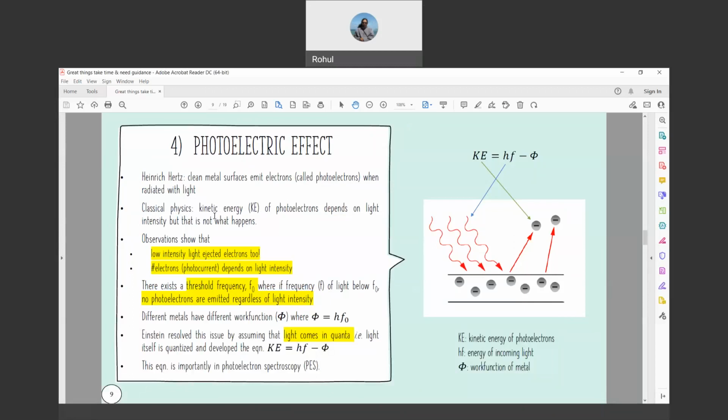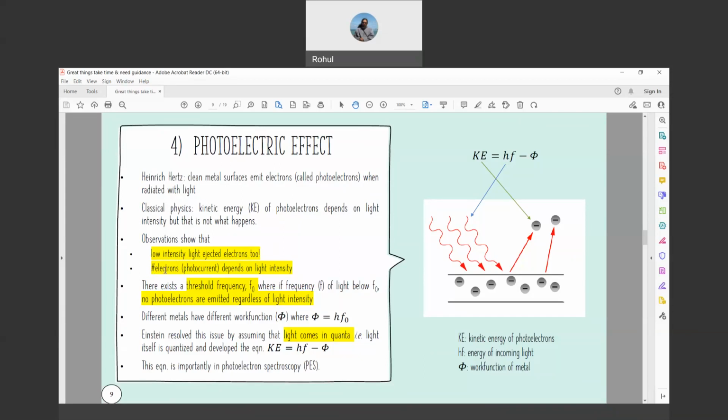They observe that the kinetic energy of a photoelectron actually depends on the wavelength of the irradiated light, okay? So one of the observations that they saw in the experiment is that low intensity light ejected electrons too. It doesn't matter how much the intensity of light is, as long as you get the correct wavelength, you will see some photoelectrons ejected from the metal surfaces.